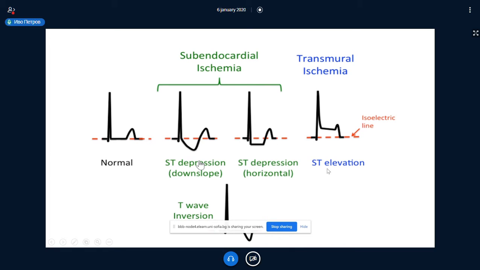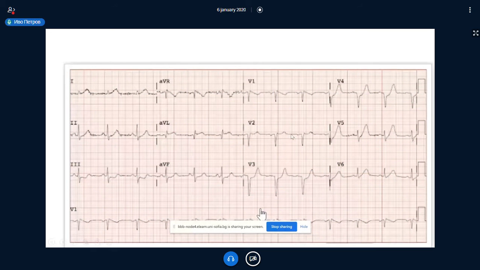I mentioned already that the ST elevation is the most dramatic and most, in fact, proven situation in which we can expect a big coronary disease and a big burden of the ischemia. So big part of the myocardium suffering by the ischemic event. These are several ECGs that I'm showing. For example, there is a depression. This is from real life.